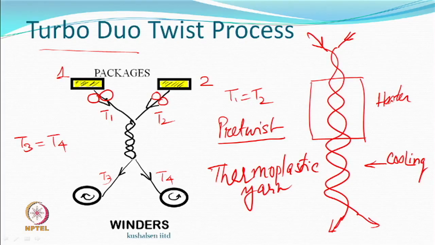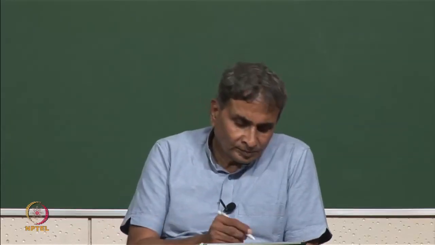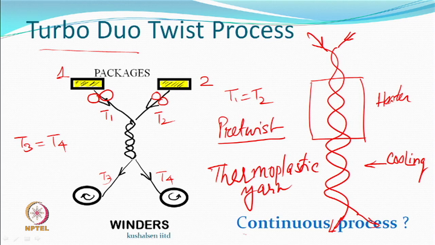And of course, you wind them, and this wound yarn should be a textured yarn. Because what have we done? You have twisted, you have heated, right? And also you have cooled. So it should be meeting all your requirements. Is that a continuous process? The edge crimping was a continuous process. False twist was also a continuous process. So you have a continuous process, three continuous processes that we have seen.